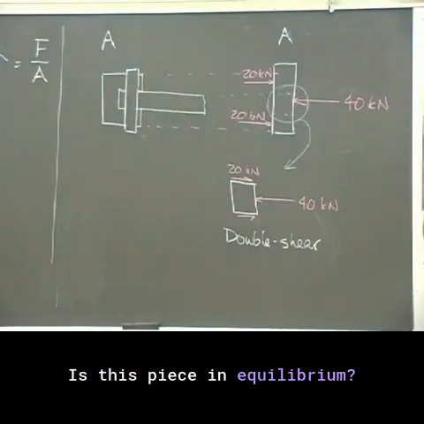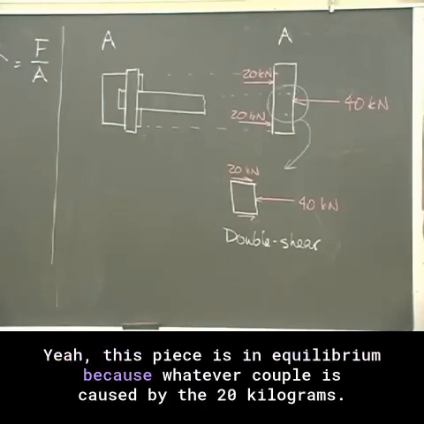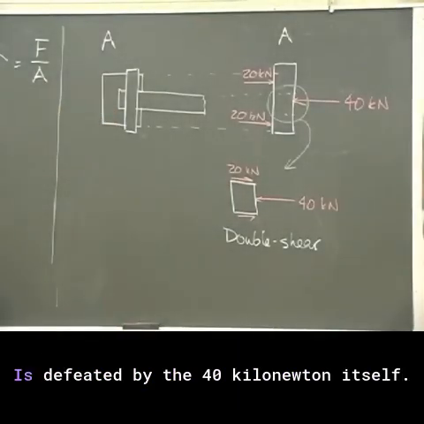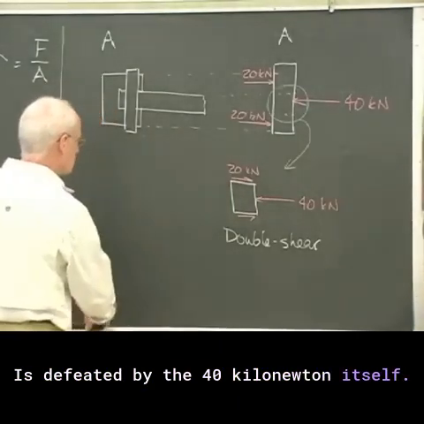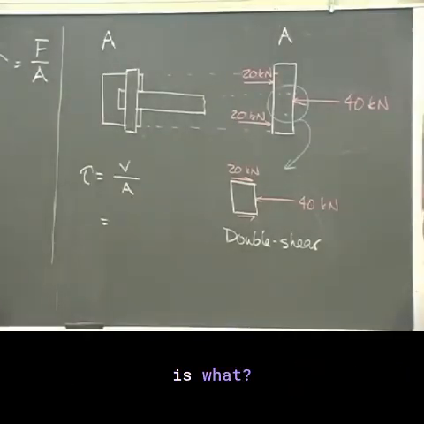Is this piece in equilibrium? Yes or no? Phil, you're nodding? Samantha, you're nodding? Yeah? David? Yeah, this piece is in equilibrium because whatever couple is caused by the 20 kilonewton is defeated by the 40 kilonewton itself. So the shear, or the shear stress then, is what?